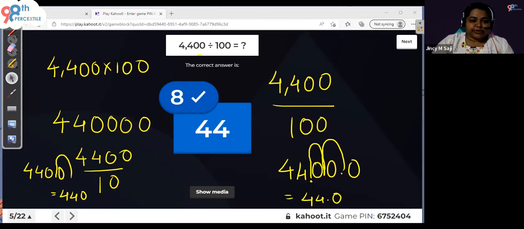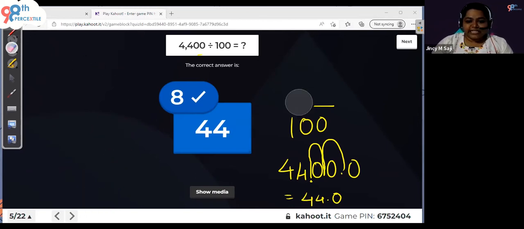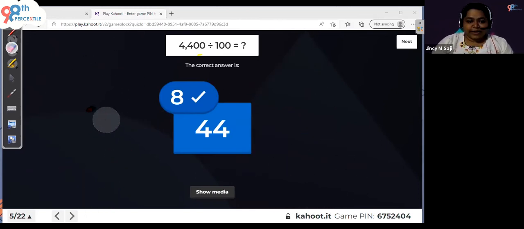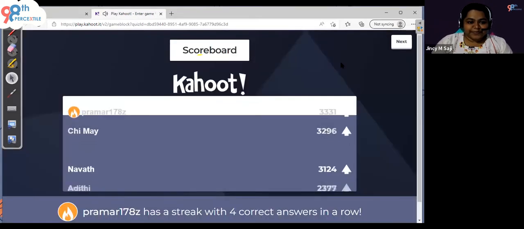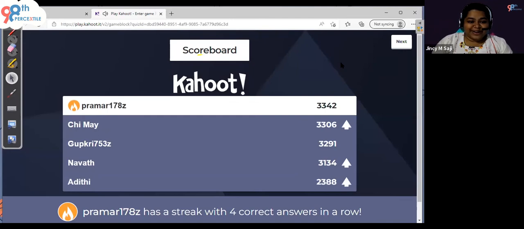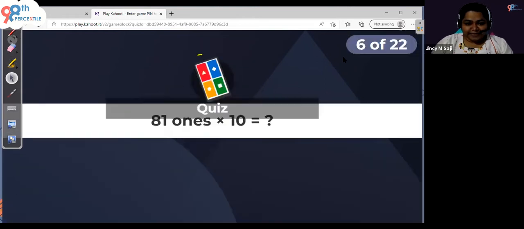Let me just erase this so that we can proceed and see the scoreboard first. Okay, let's see the scoreboard. Who is on the top? Oh, Pramar. Pramar has been trying for a long time. Well done, Pramar. Chimay is just behind, then Gupkri, Navat, and Aditi. New students on top of the scoreboard. Let's move on to the next question.